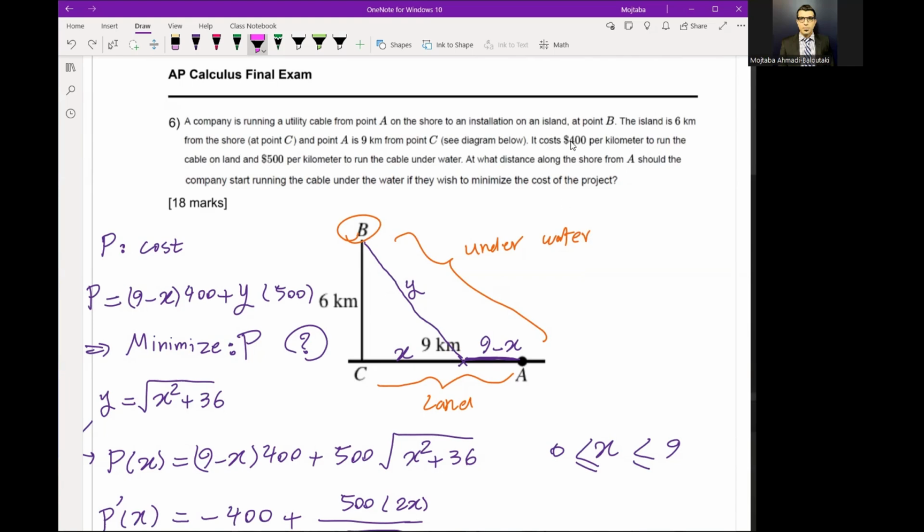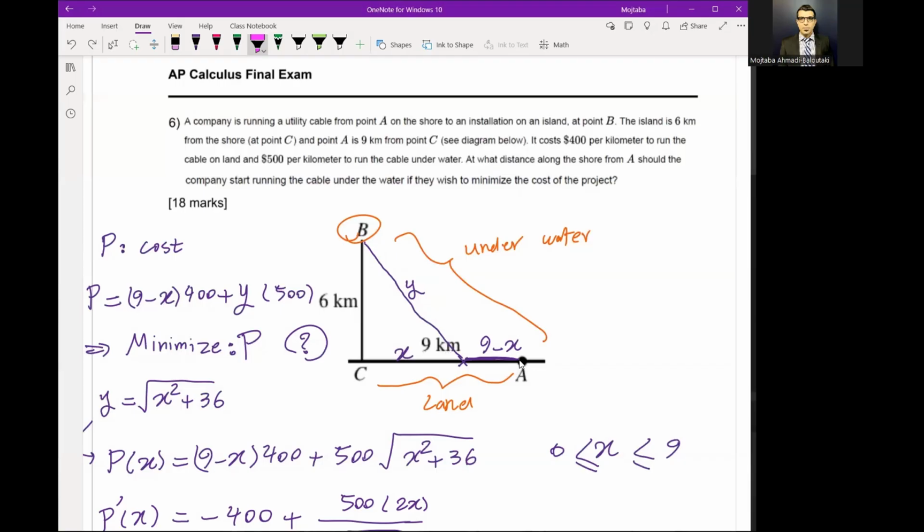So it costs $400 per kilometer to run cable on land if we were doing it from A to C, or $500 per kilometer anywhere underwater, right? So it says what distance from A should the company start running the cable if they wish to minimize the cost of the project? So the cost would be that $400 on land in here, and then times $500 underwater, right?